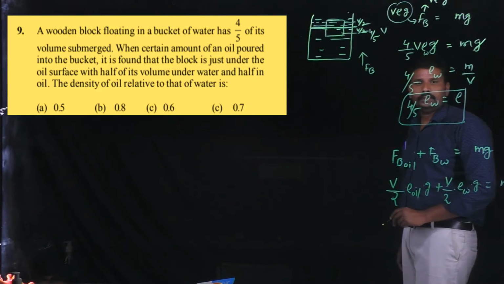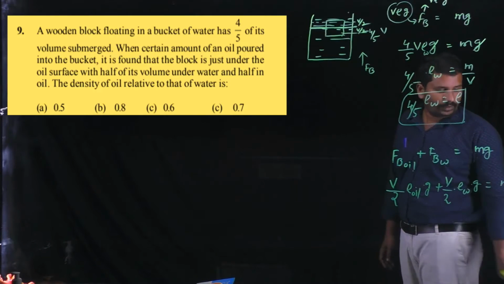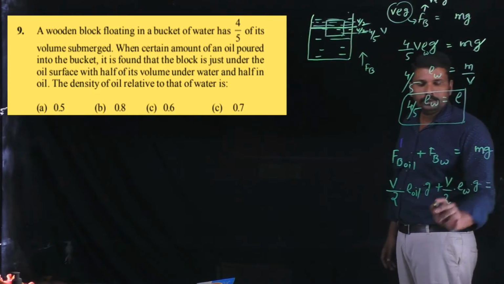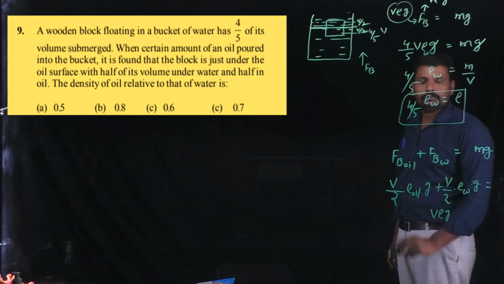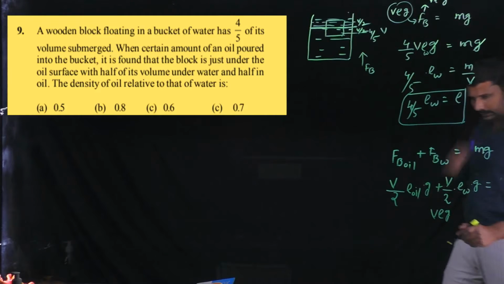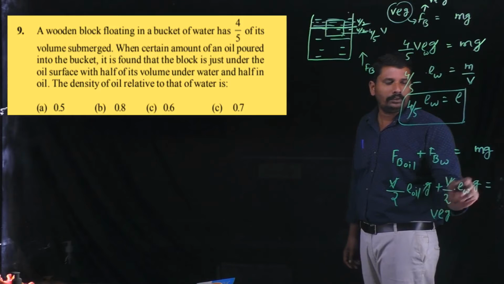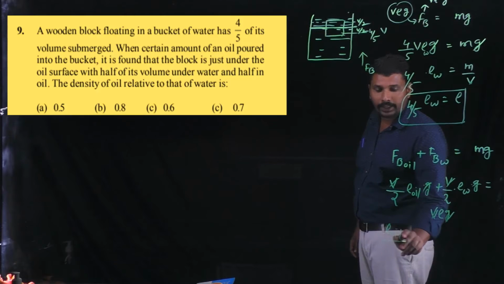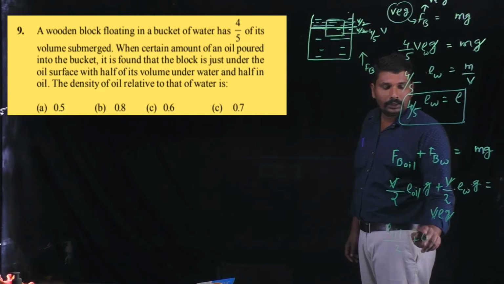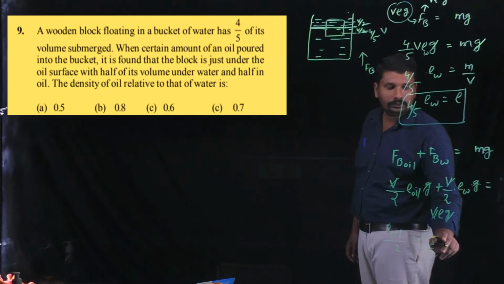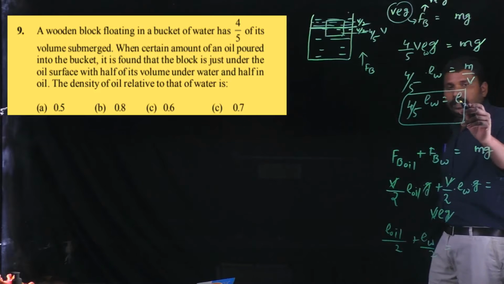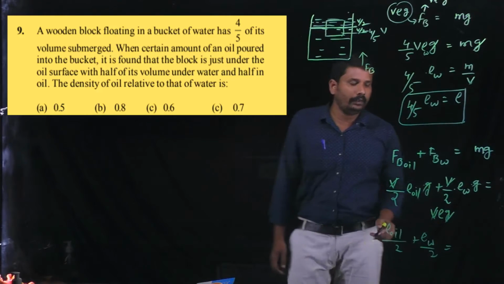And this mass can be written as volume into density into g. On both sides, cancelling the common terms Vg, it is density of the oil by 2 plus density of water by 2 is equal to density rho. Already we have the value of rho as 4/5 rho W.